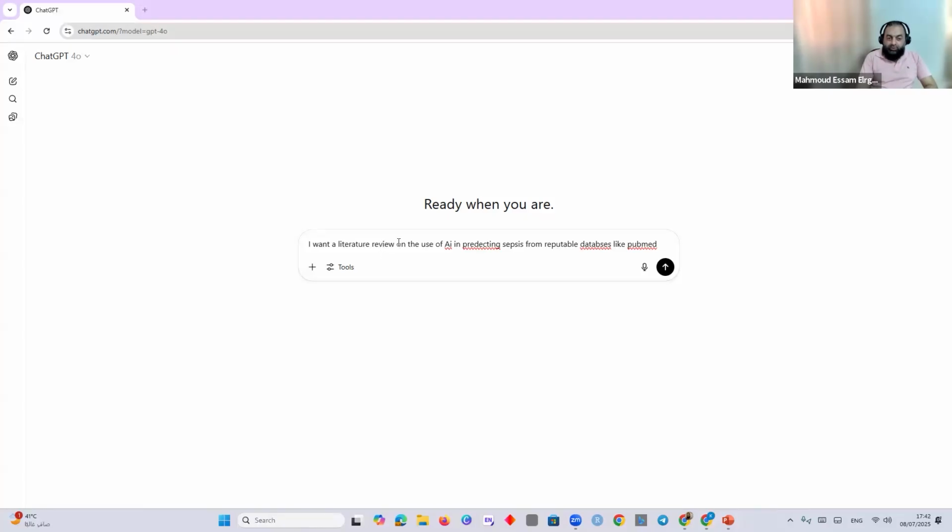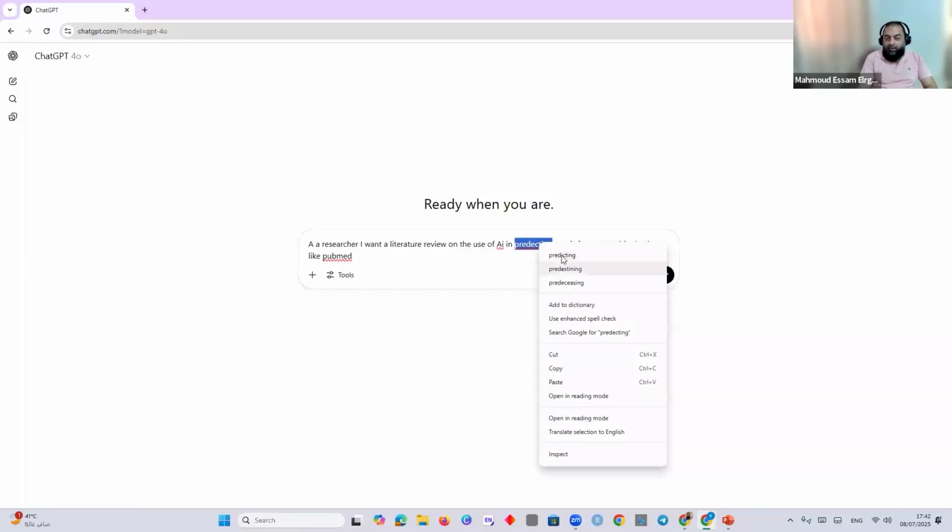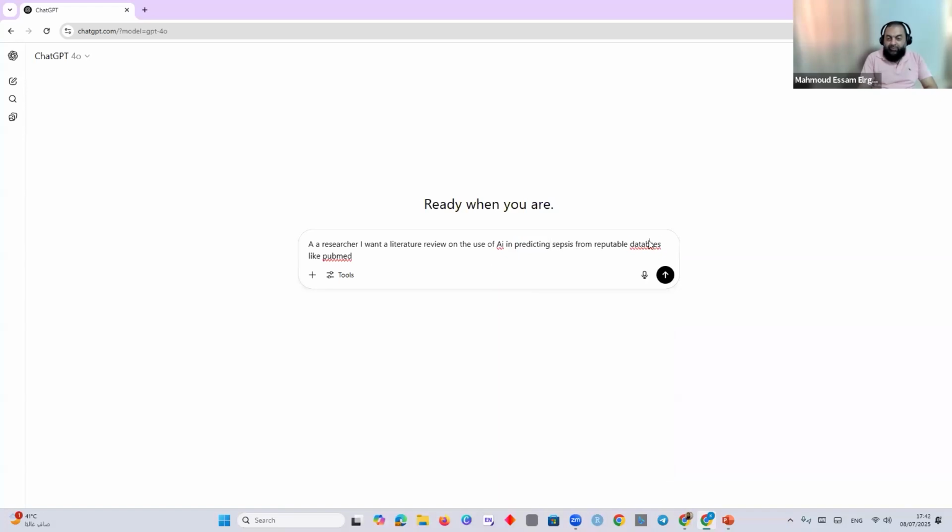So here, let's start with the first prompt. I want a literature review on the use of AI in predicting sepsis. So this is the task. We can just add at the beginning what is your role. As Omar mentioned, for example, as a researcher. I want a literature review on the use of AI in predicting sepsis from reputable databases, like PubMed. This is a good start.